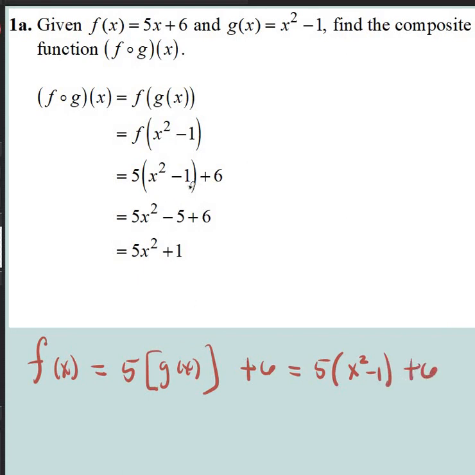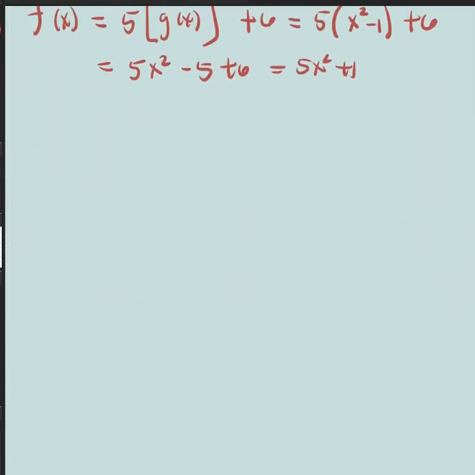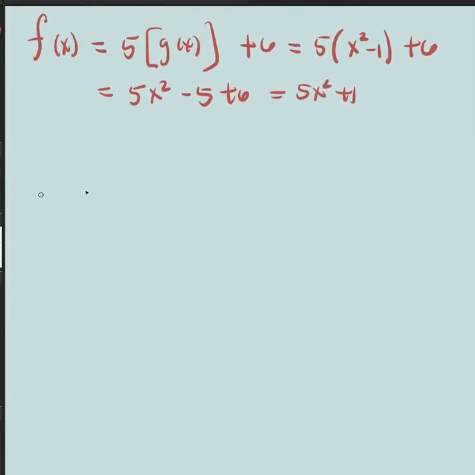That's actually what they did here. They distribute the 5 and you will get something like that: 5x squared minus 5 plus 6, and the answer at the end is going to be 5x squared plus 1. Now we're going to see here in a second, this is what we do. This will be the answer when you're doing f composed with g of x.